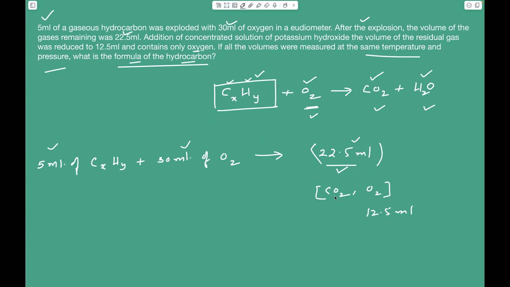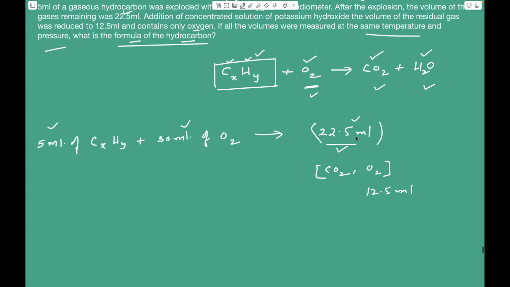The total volume of carbon dioxide and oxygen together is 22.5 ml, and the volume of oxygen leftover is 12.5 ml. That means the volume of carbon dioxide produced is 22.5 minus 12.5 ml. So that is exactly 10 ml. So in this reaction, 10 ml of carbon dioxide is produced.